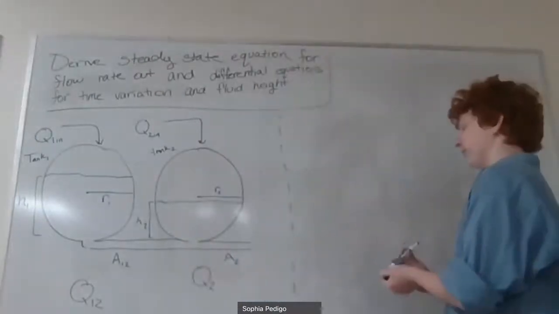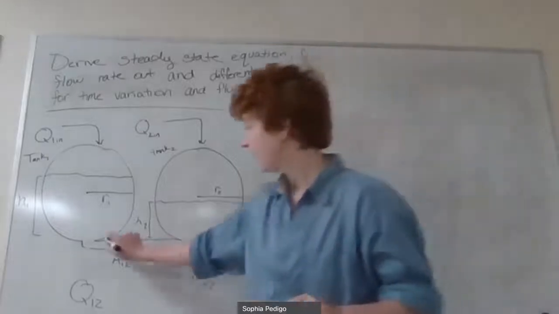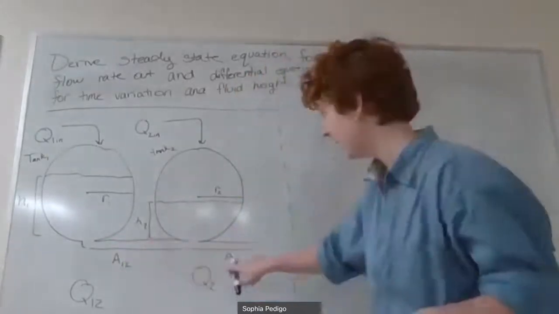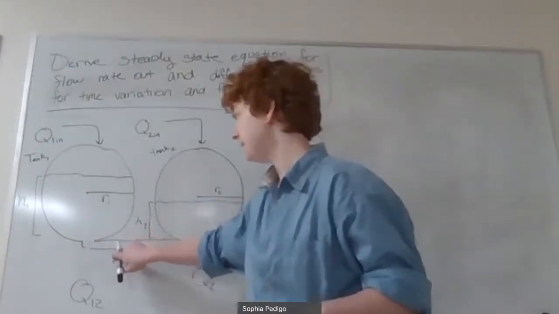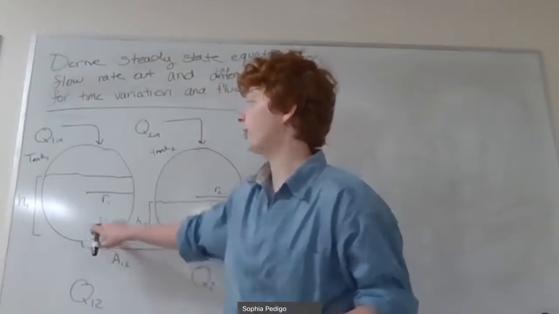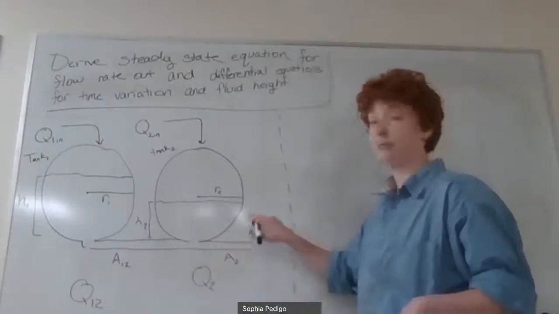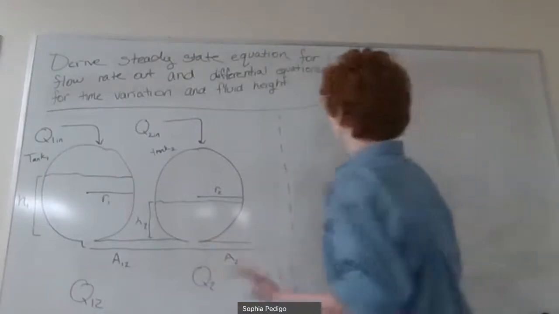What we know about the flow rate is that it is going to be equal to the area of the pipe, which we're given: A12 and A2. A12 is just the area of the pipe going from tank 1 to tank 2, and A2 is the area of the pipe that is leaving tank 2. So we're given that. I'll go ahead and write that down.